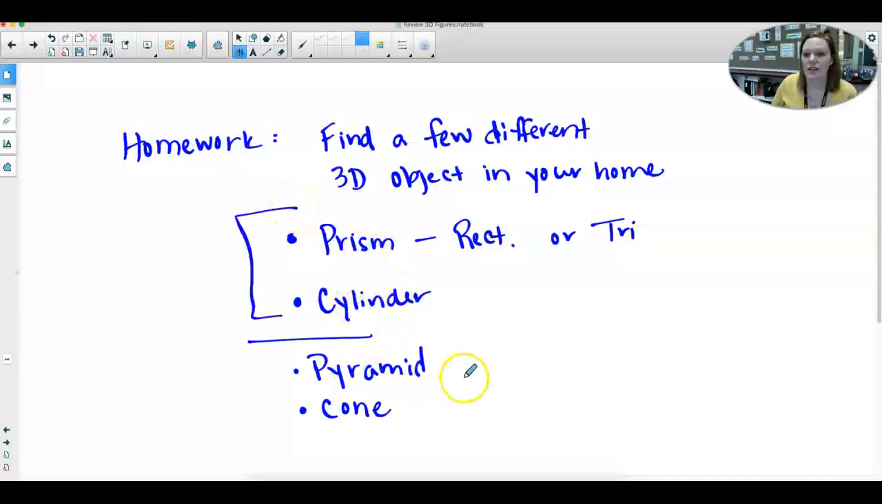And then you will see on Canvas that I have an assignment listed for you to upload a video of you showing the different three-dimensional figures that you have found.